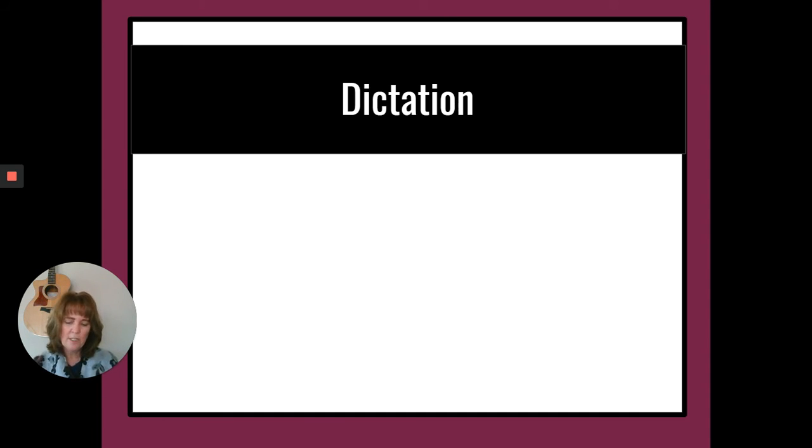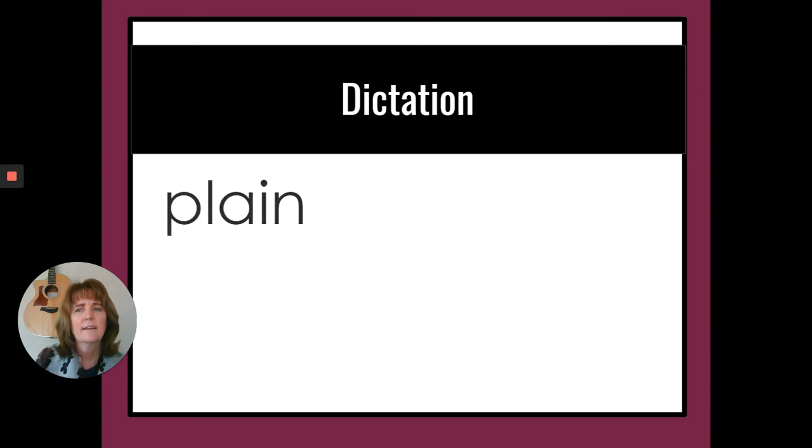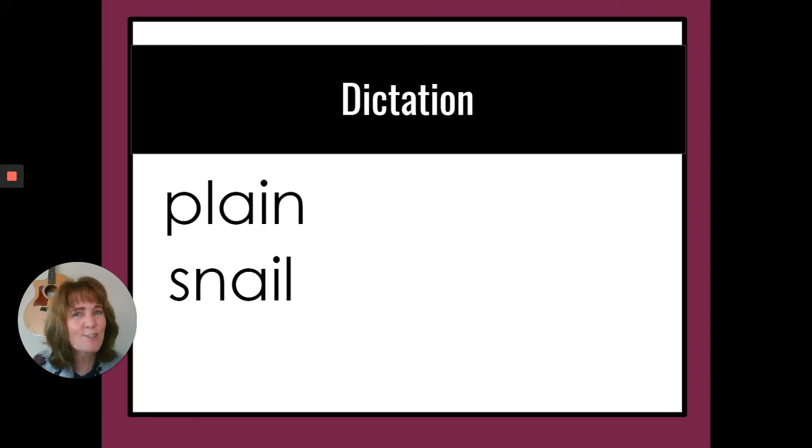Now, the first thing that we're going to use for our dictation is the word plain. Plain. P-O-A-N. Did you get it right? Let's check the next word. The next word is snail. Everybody write snail. S-n-a-i-l. Snail. Did you get it right? I bet you did. You guys are so smart.